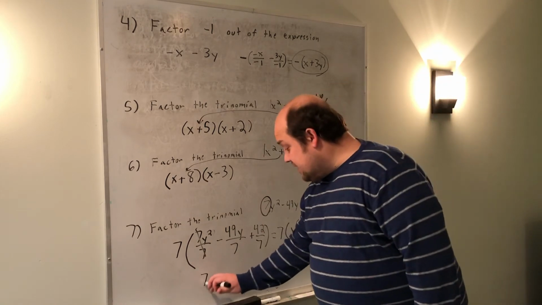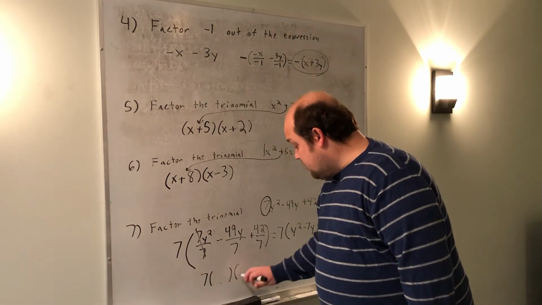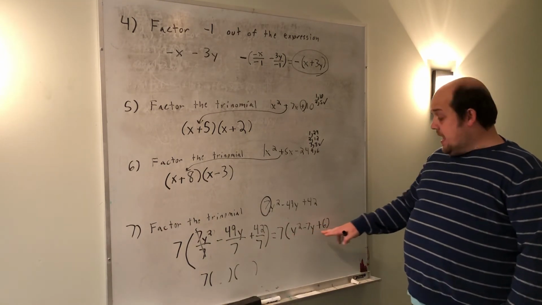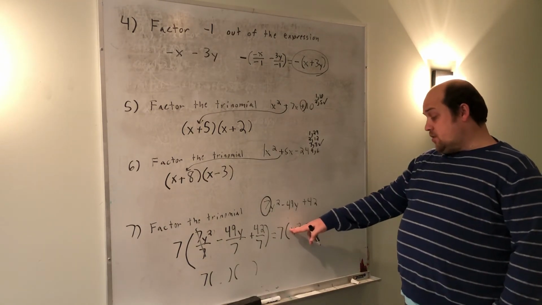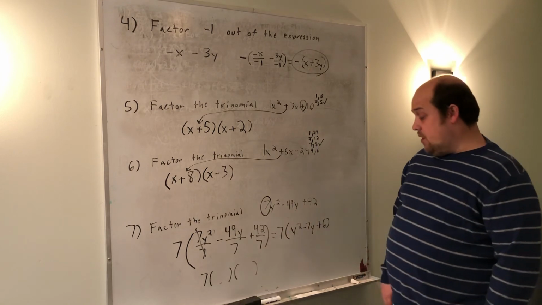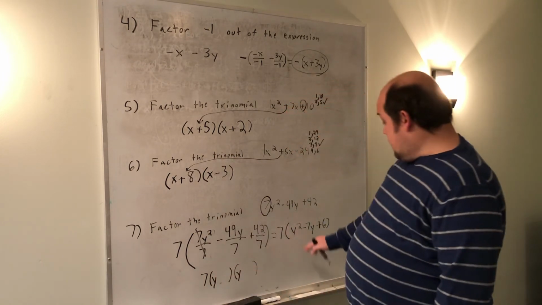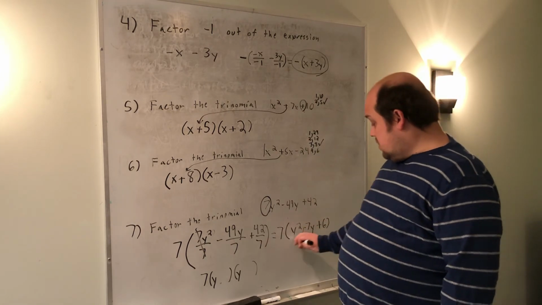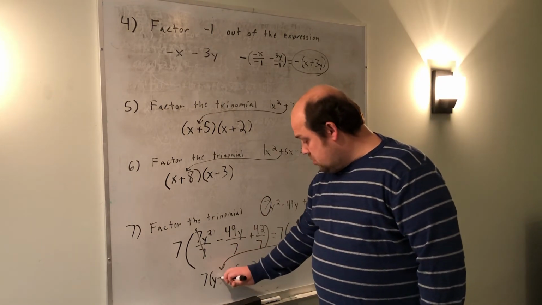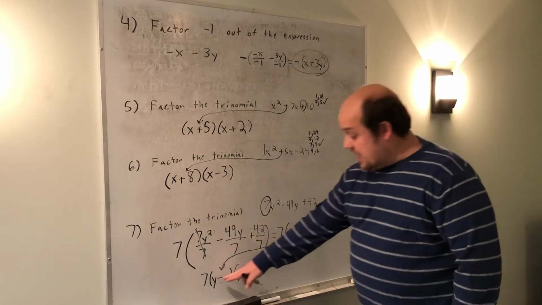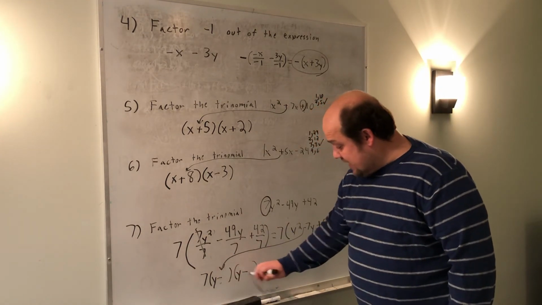Even though this 7 stays out front, I can still do my 2 parentheses method now, because what's inside, which I'm factoring, has a single y squared or an understood 1 in front of the y squared. So now I put in y and y. This negative sign comes down. This positive sign means same. Same as negative is negative.